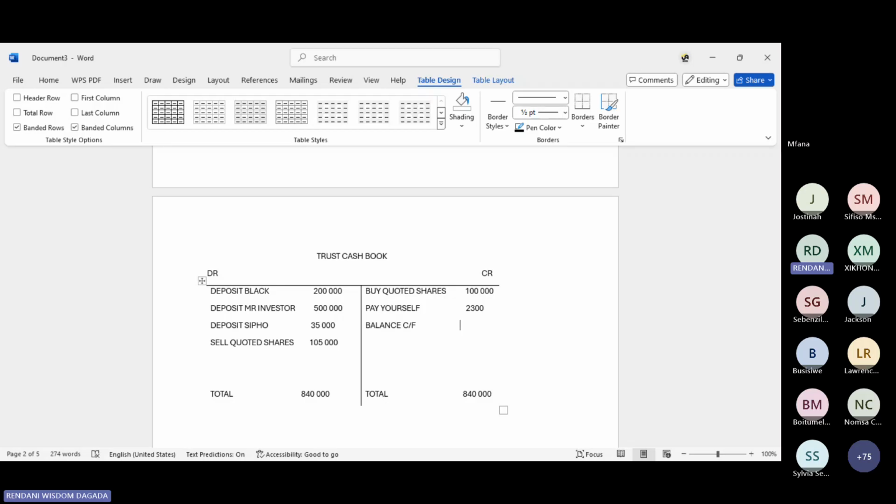In order to calculate, you're going to minus everything on the credit side from the 840,000. So I'm just going to say 840,000 minus 100,000 minus 2,300. That gives us 737,700. That is the balance of the trust cash book. The 737,700 is the balance of the trust cash book. And just like that, you get your total 21 marks.